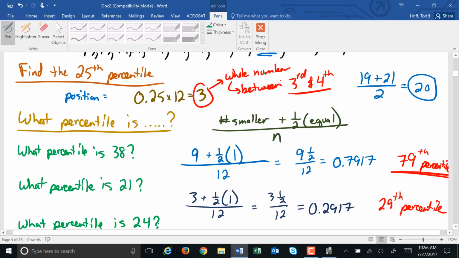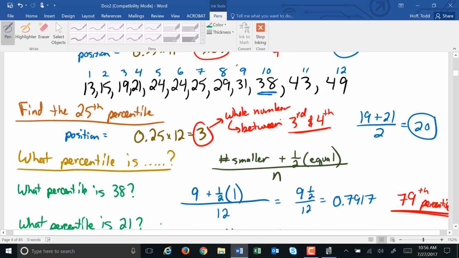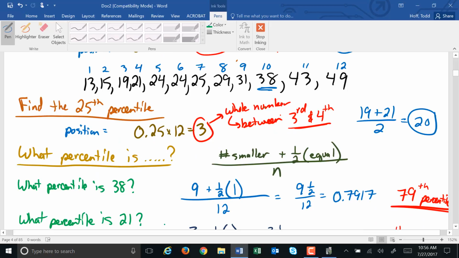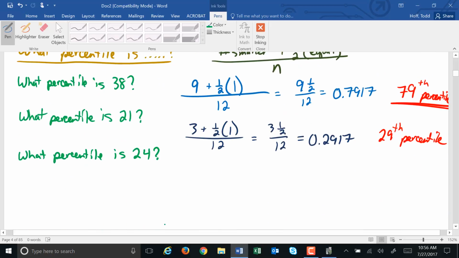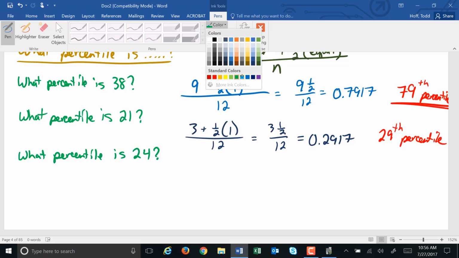I'll give you a shot at redemption. Find what percentile the 24 is. The 24. The 24. Does it affect us? Exactly.